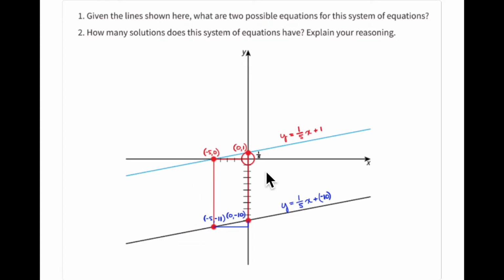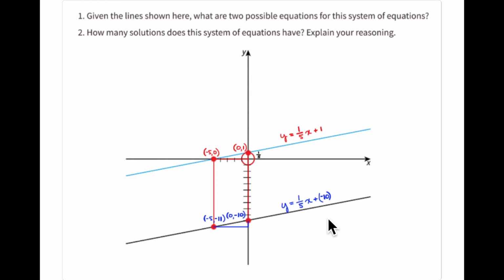Now to write an equation for each line, this slope is 1/5, and the y-intercept is +1, so this is y equals 1/5 x. This is the slope 1/5, and this is the y-intercept of 1. So it's 1/5 x plus 1. And the equation for this line down here is the same slope, 1/5. So that's slope times x plus, and this y-intercept is -10. So this is y equals 1/5 x plus -10.